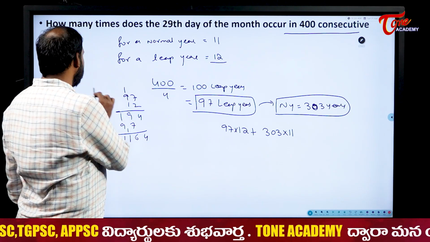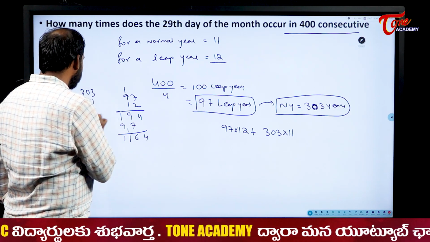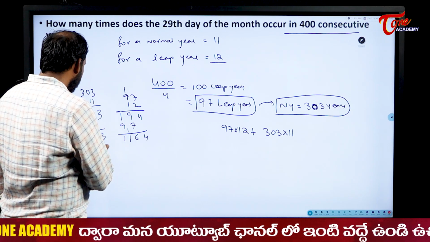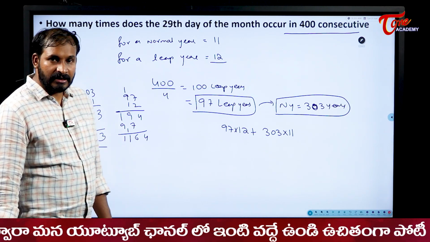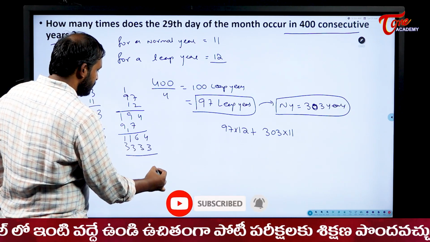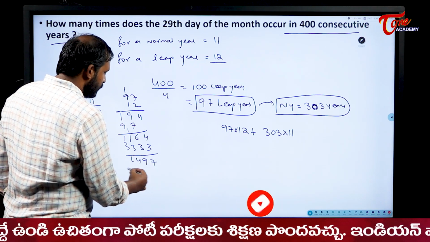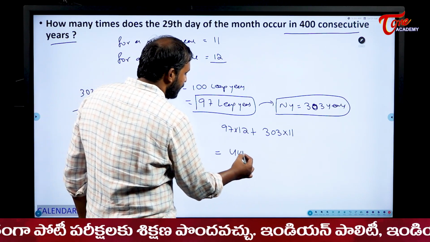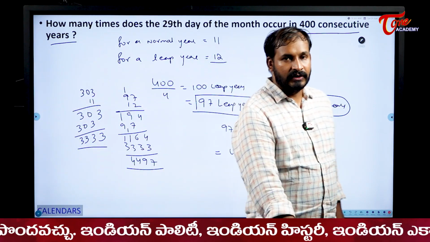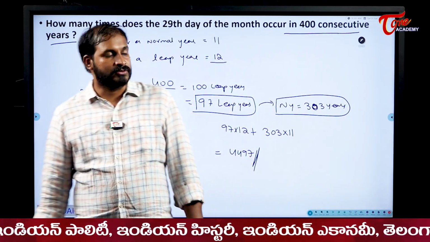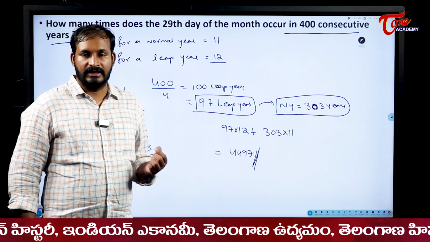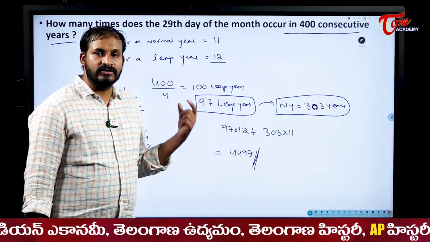And 303 11s: 303 11 times means 303, 303. It will become what? 4 3s, right? It becomes 4 3s. So if I add the 4 3s to this one, what does it become? 7944... So we will have 4497 months which will have the 29th day of the month. Okay, understood? This is how we are going to solve this type of questions.